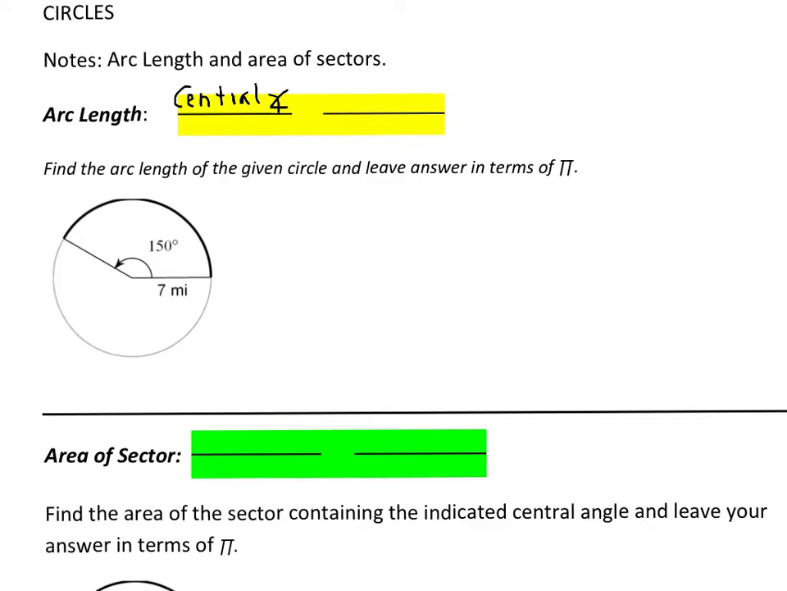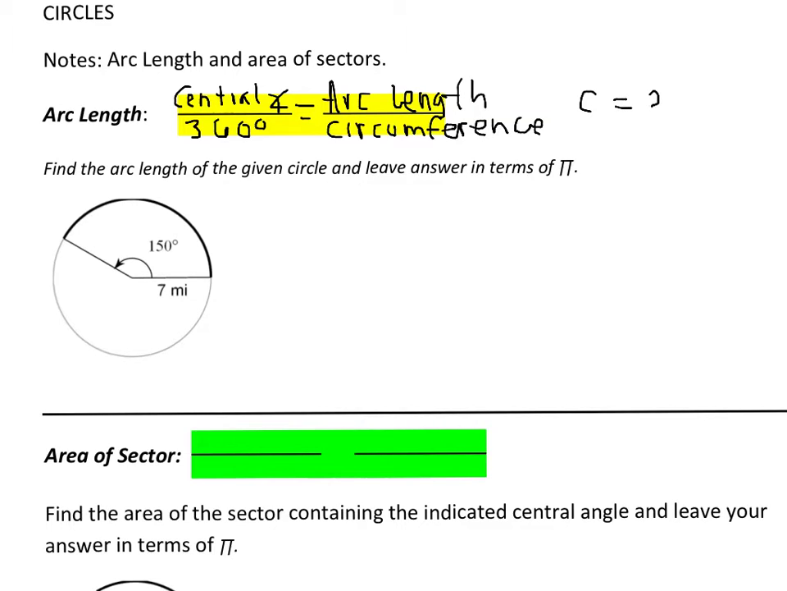angle over 360 degrees. That's a full rotation around a circle, okay? And this is a proportion, and that equals the arc length over the circumference of the circle. Okay, so don't forget circumference is given by this formula, 2 pi r.